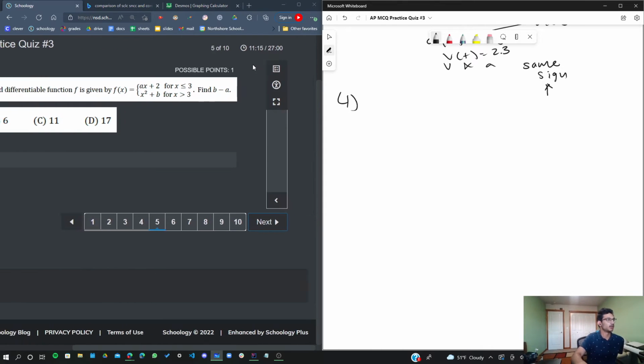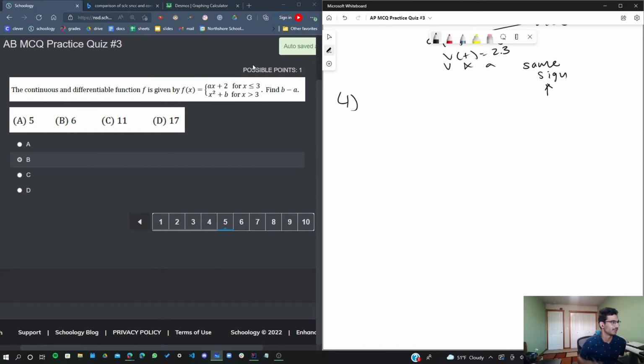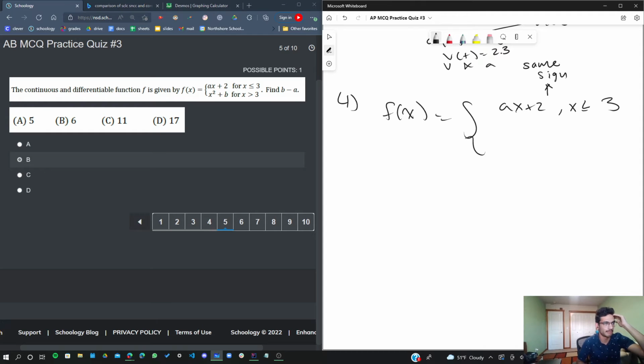4. Oh, I answered this by accident. Okay, a continuous and differentiable function is given. If it's continuous, then we have ax plus 2, x is less than 3, and we have x squared plus b, for x greater than 3. In order for this to be continuous, both the top and bottom have to be the same f of x. They have to be the same output for the same input. So let's say at 3, right?